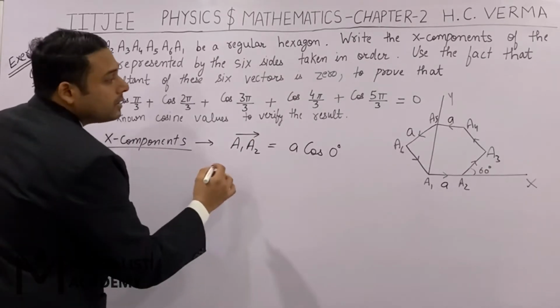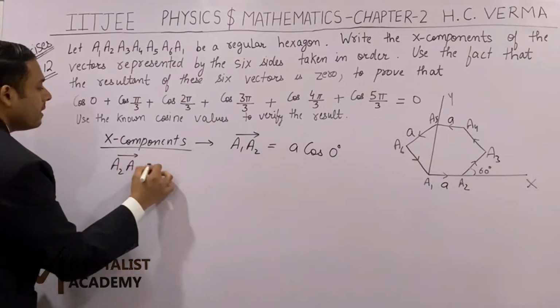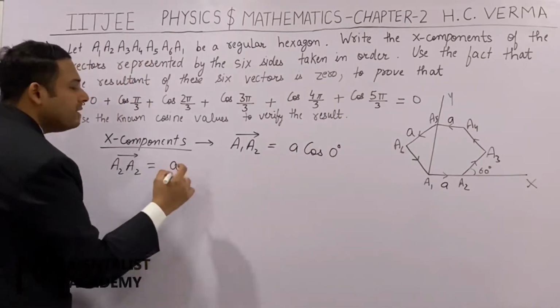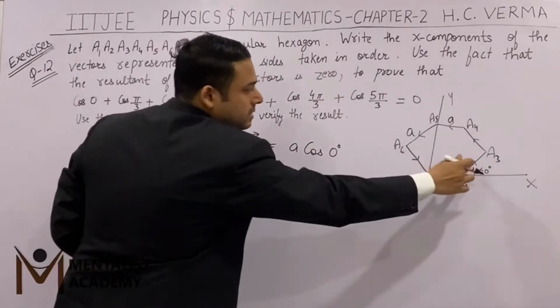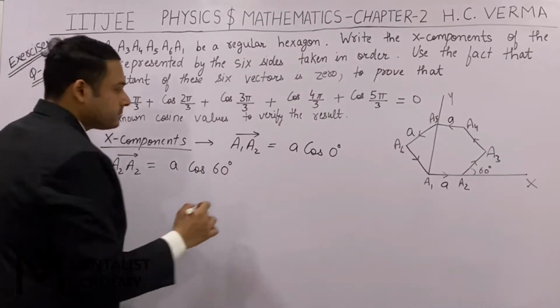Similarly, the vector A2 A3 x component would be equal to the magnitude, all the vectors have magnitude A, and the angle which it makes with the x-axis is 60 degrees. So this is 60 degrees.